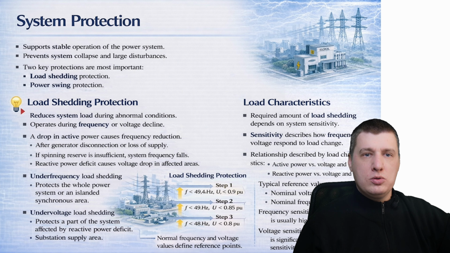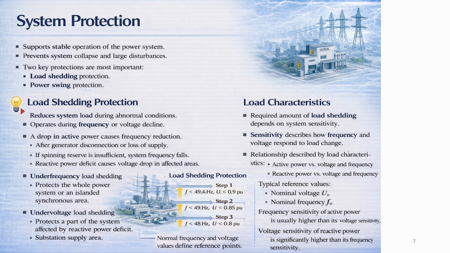The required amount of load shedding depends on the system sensitivity. Sensitivity describes how frequency and voltage respond to load change. This relationship is described by load characteristics: active power versus voltage and frequency, and reactive power versus voltage and frequency. Active power depends mainly on the frequency. Reactive power mainly depends on the voltage.